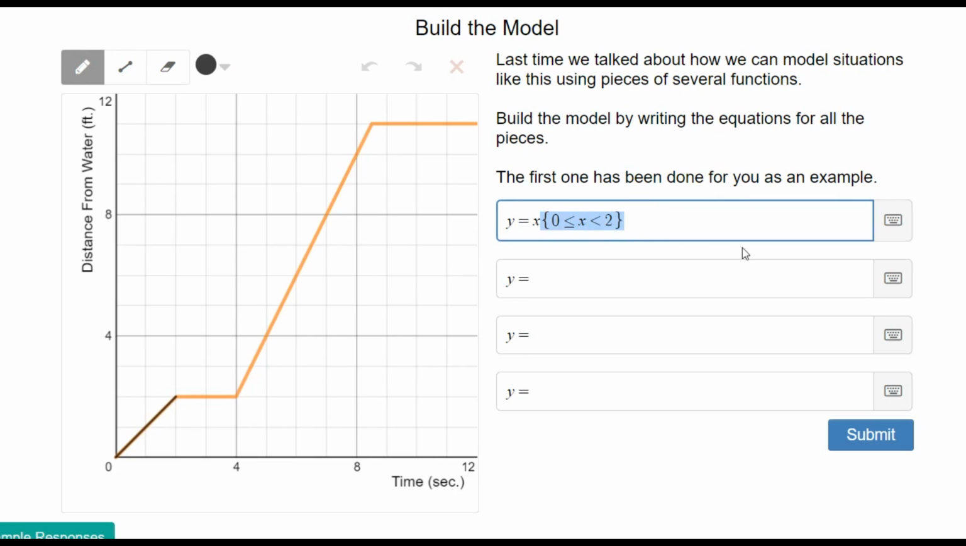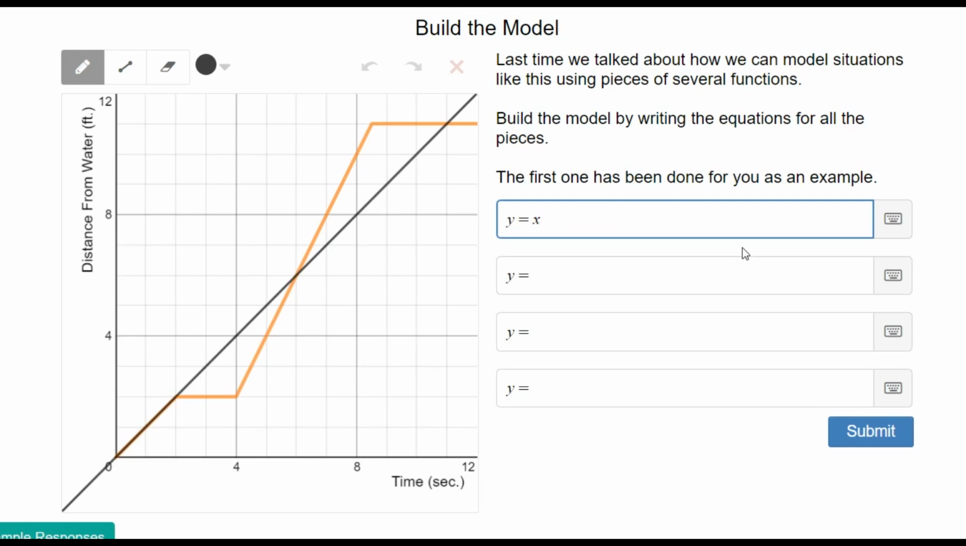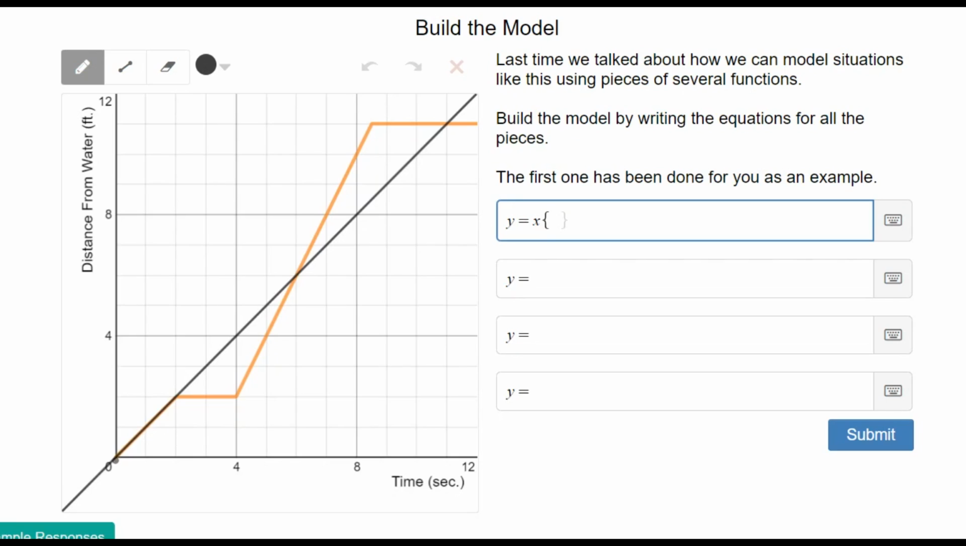Now this part right here, what this is doing, if I delete it, you'll see the graph is there for the entire time the turtle's walking on the beach. We don't want that. We only want the turtle to be going this fast until 2 seconds in, and then he stops, right? So we want to stop using this graph 2 seconds in and change it to this graph. So what we're going to do here is restrict where we're using this graph by using our curly brackets and writing in the domain of this graph. So it starts when x is 0 and goes till x equals 2, and it's everything in between.